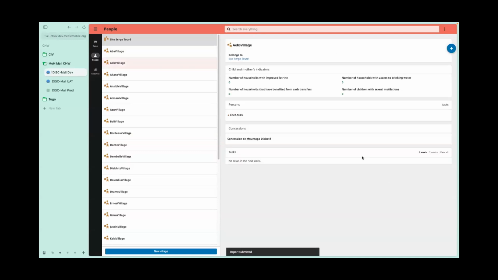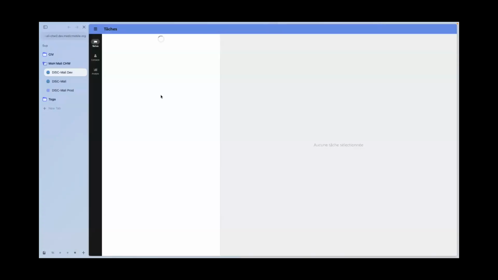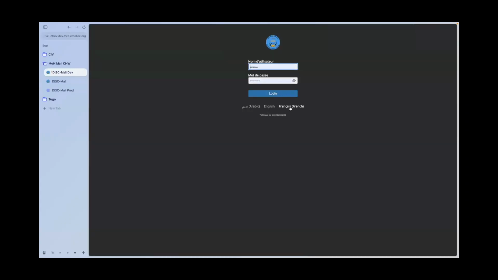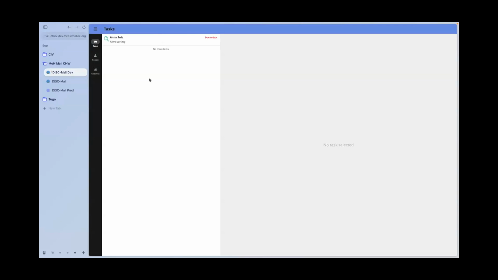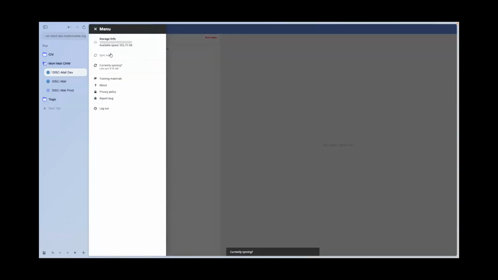So the CHW has done his work, and what will happen? We will go to the supervisor level here. So I will connect as a supervisor. Just one moment, I'm going to change it a little bit. It says in French. I'm going to switch it to English. So the supervisor should receive a task. So I'm just going to refresh, synchronize, I mean.